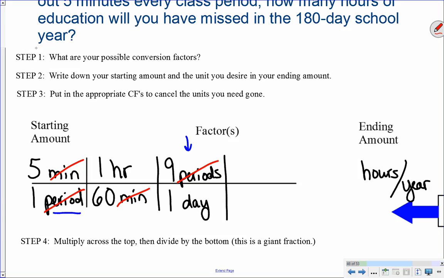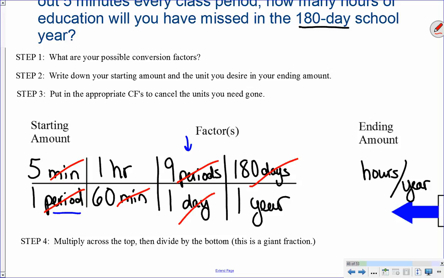Sorry about that. So now I've got hours on top, which I need, but I need my days to go away and turn into years. So you hopefully know how many days are in a year. We're actually not going to use calendar days, though. We're going to use our 180 school days. So we have 180 days, and I know this is plural and the other one's single, but they will cancel out over 1 year. This will get rid of my days.